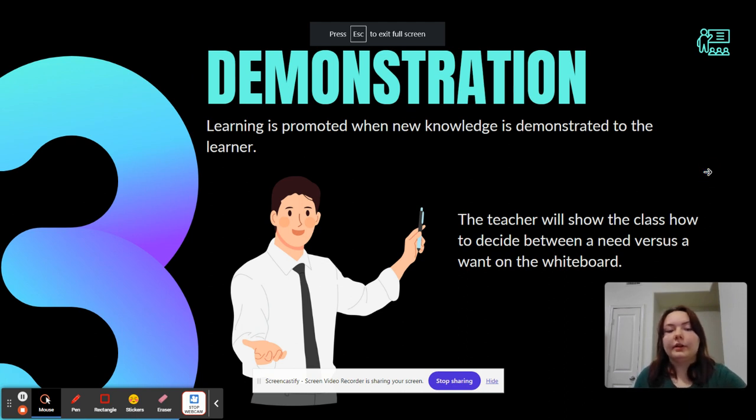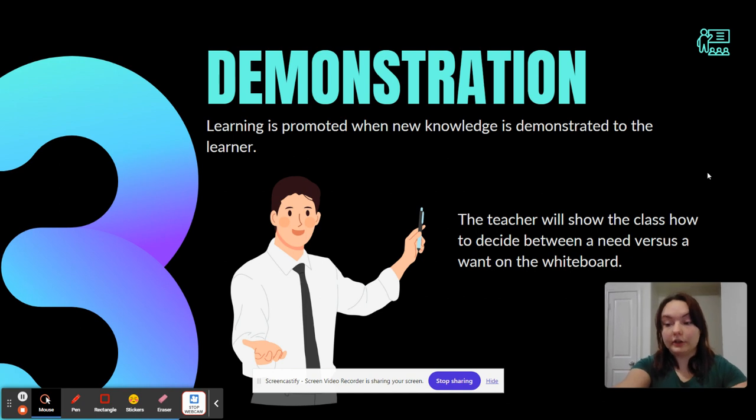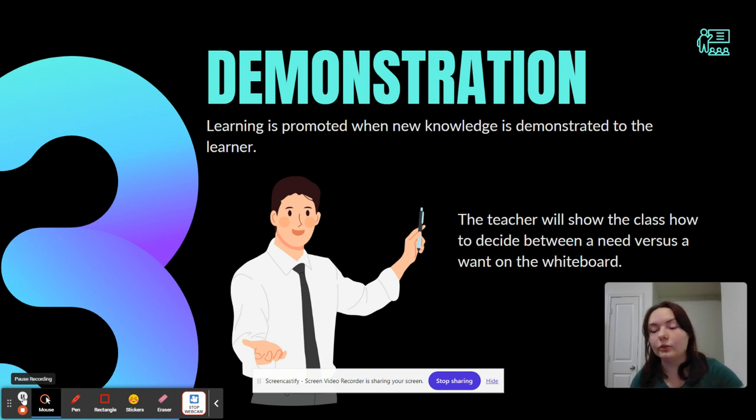The third principle is demonstration, where learning is promoted when new knowledge is demonstrated to the learner. For this principle, the teacher will be at the front of the classroom utilizing a whiteboard. On the left-hand side of the whiteboard, the teacher will write down needs, and on the right-hand side, he will write down wants. The teacher will be able to start placing things under the needs category, such as clothes, food, shelter, and on the right-hand side under the wants category, they can put some examples such as makeup, toys, decorations.